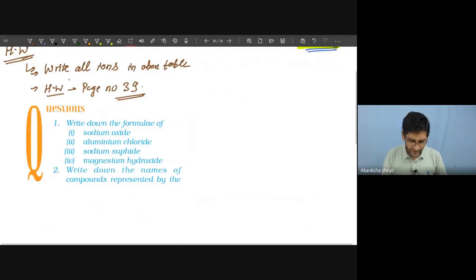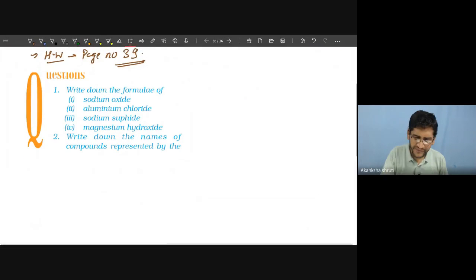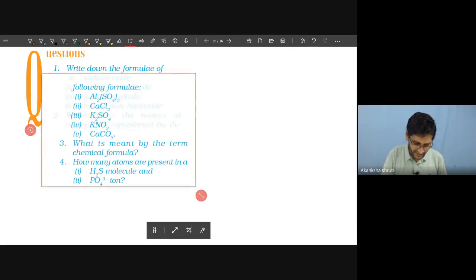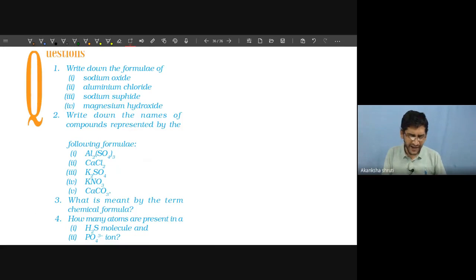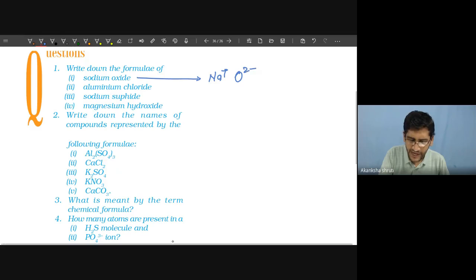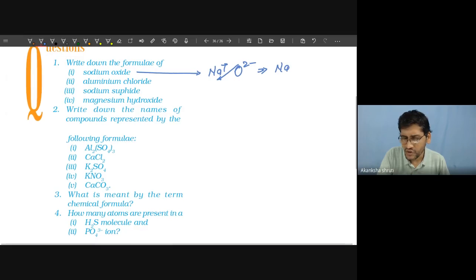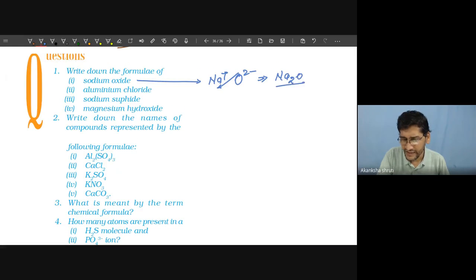Okay, sir. So, students, here we are observing that if the name is given, writing their formula, that we have seen, like sodium. So Na+ you will write, oxygen O2- you will write, and the 2 you will bring here. I had also explained it becomes Na2O. Is it okay? Like this.